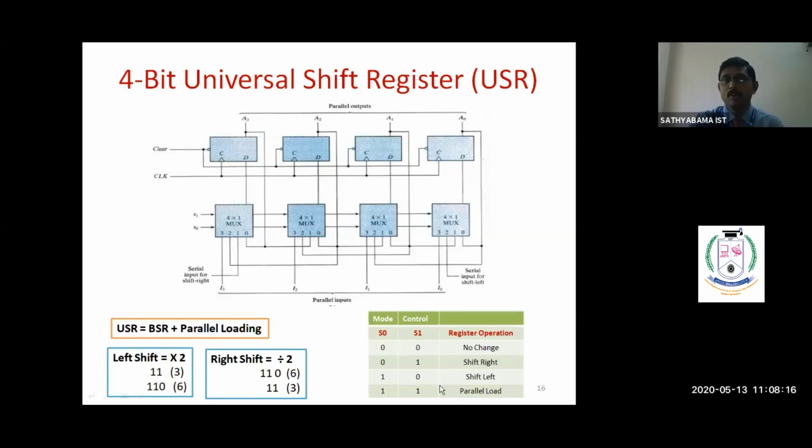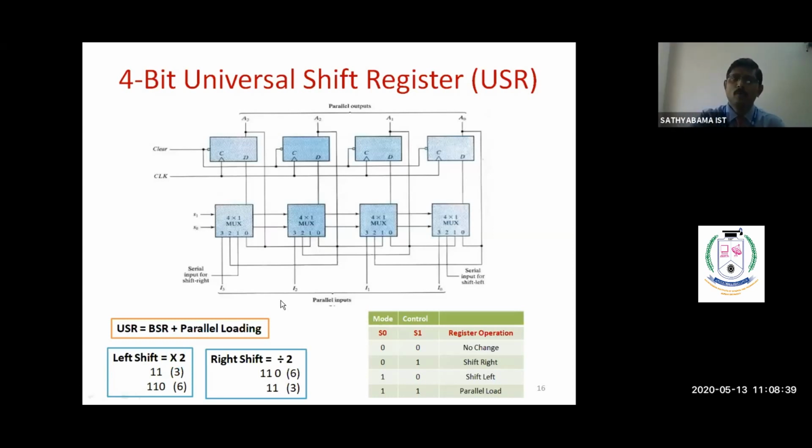Then the 1-1 mode of operation. If I give 1-1 in the select bits, for that condition all 4 parallel bit input values are given to the flip-flops. That means we are loading the data in parallel to the flip-flops. Therefore, the universal shift register can perform parallel loading, and it can perform left to right shifting or right to left shifting.